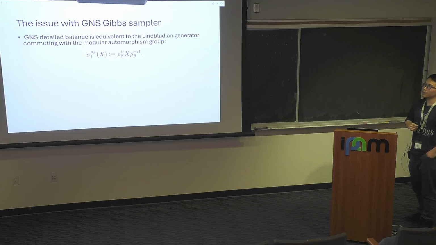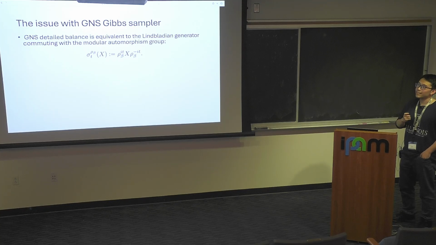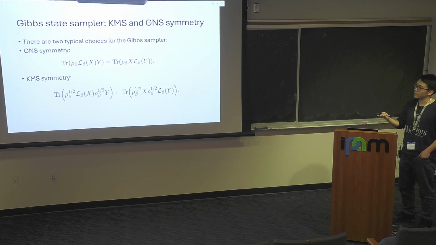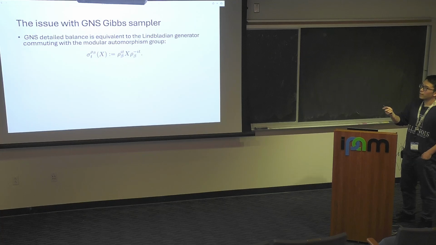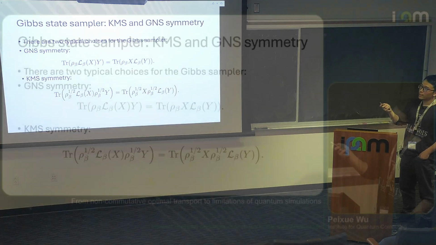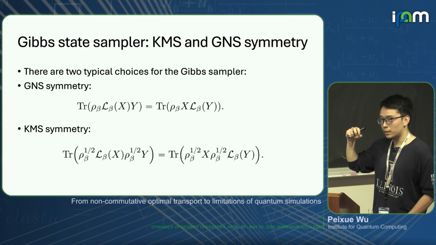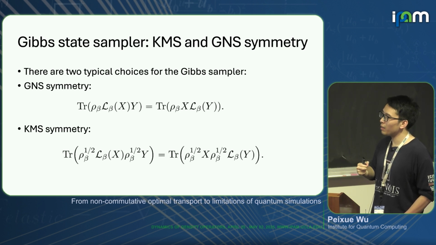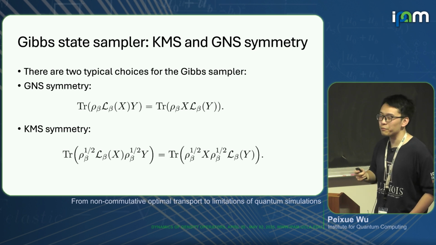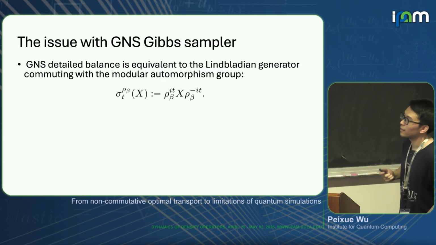So let's talk about the issue for this GNS Gibbs sampler. GNS is the first one. Also, by the way, I want to remark that GNS symmetry is much stronger than KMS symmetry. So it's a smaller class. You put a very strong symmetry on your system that cannot happen in physics. Okay, so that's the point.